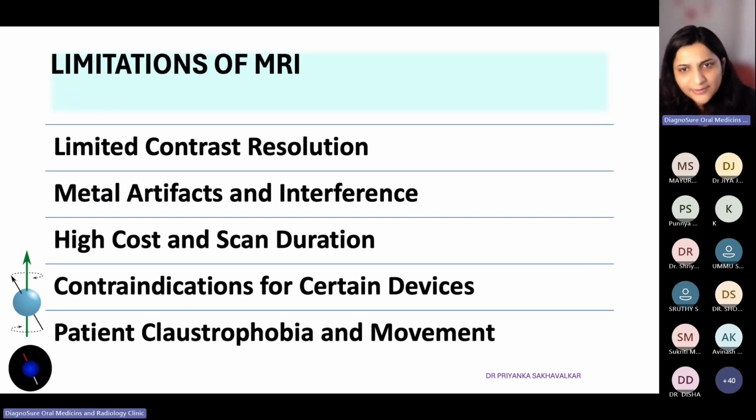Coming to the limitations of MRI, while MRI is a powerful imaging tool, it has several limitations that can impact its effectiveness. First, it is less effective in imaging structures with low contrast. It is not very much recommended for bone. Then the MRI scan can be affected by metal artifacts or other metallic objects. It has a very high cost and the scan duration is long. The patient has to stay stable and steady during a long duration of scan. It has contraindications for certain devices and it cannot be used for patients with claustrophobia.